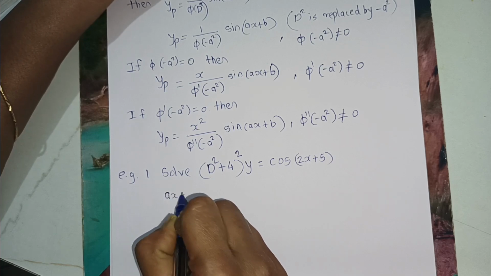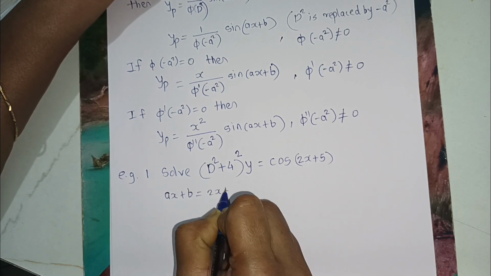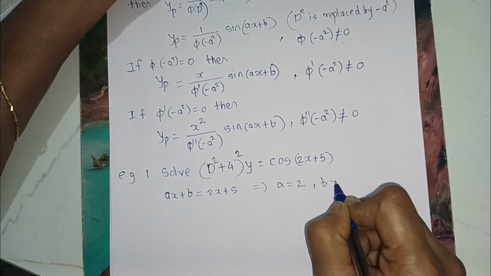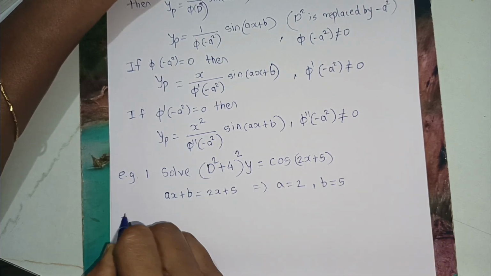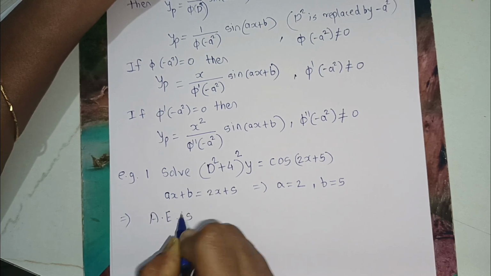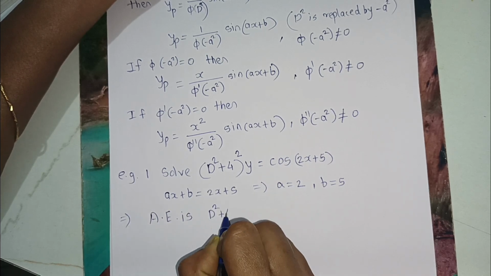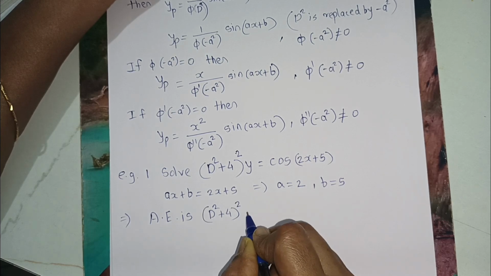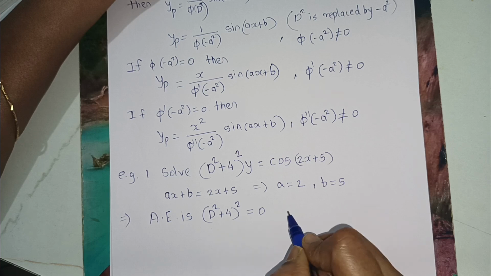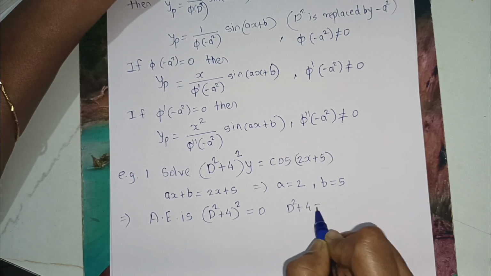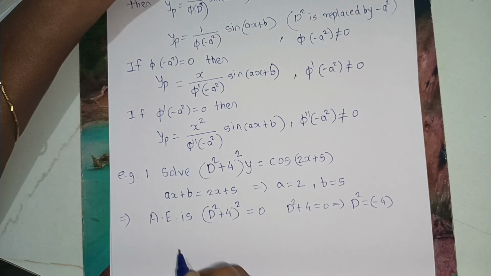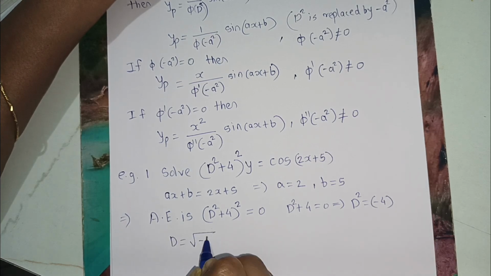So ax plus b compared with 2x plus 5 implies that a is equal to 2 and b is equal to 5. Now the auxiliary equation in this case is (D square plus 4) square is equal to 0. This is your auxiliary equation. Now D square plus 4 is equal to 0 implies D square is equal to minus 4, that means D is equal to under root minus 4.